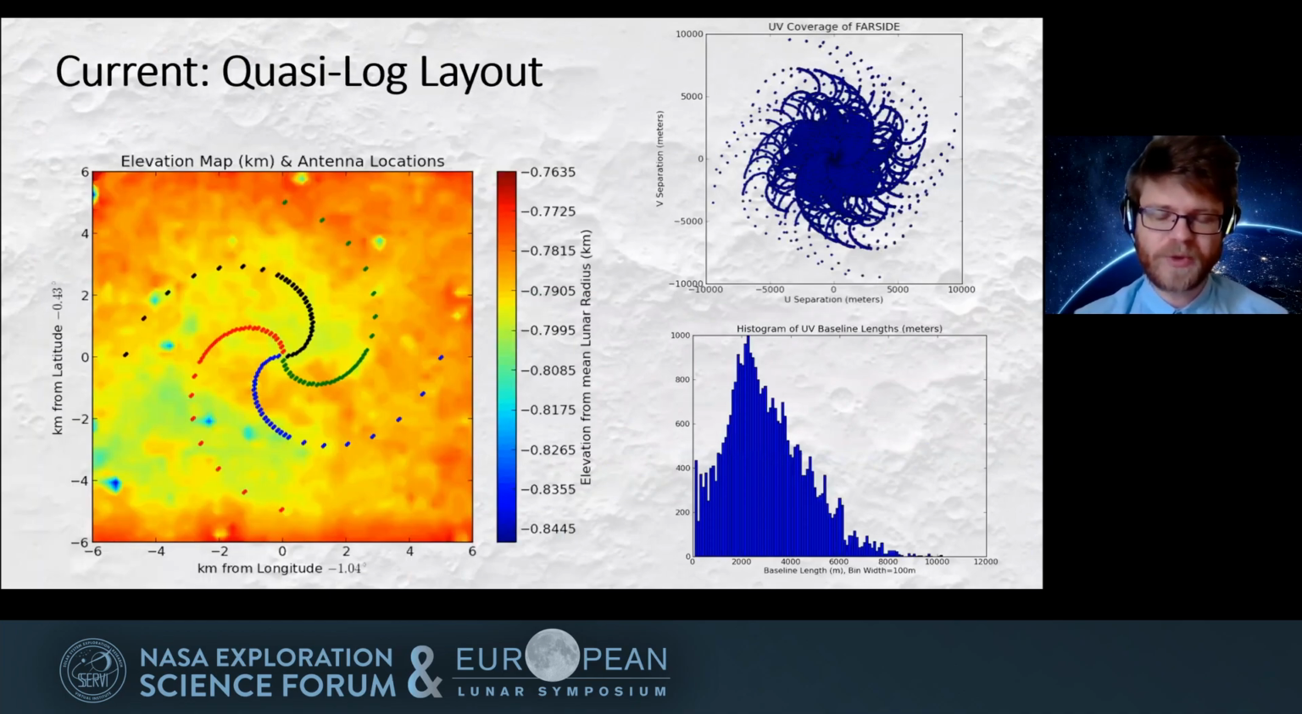And so we've developed this a little bit more even to a quasi-log layout. So concentrating more antenna near the core of the array gives us better sensitivity.